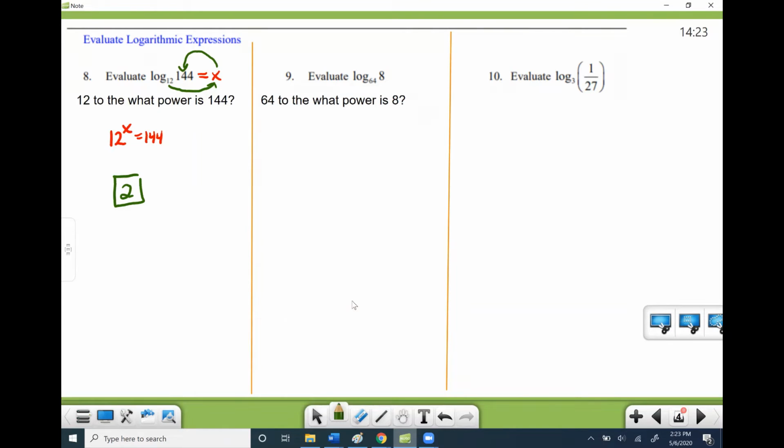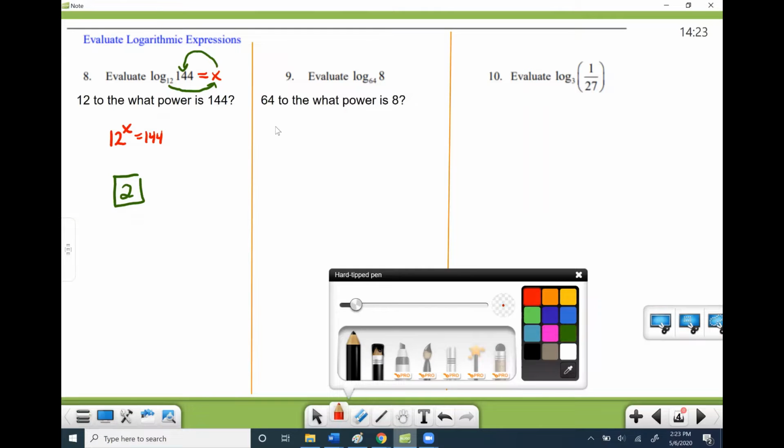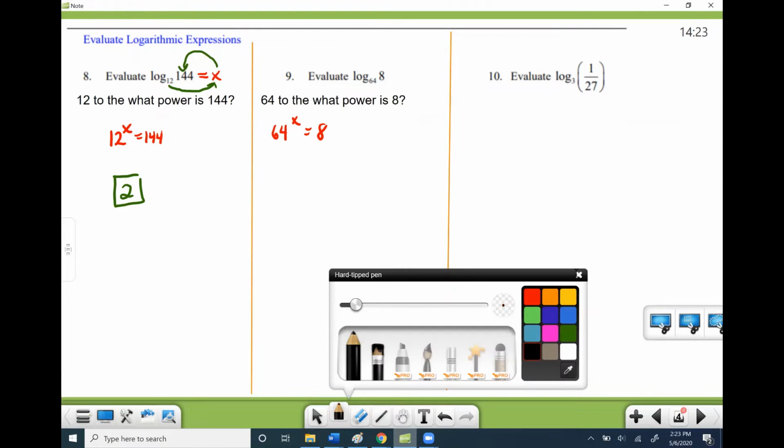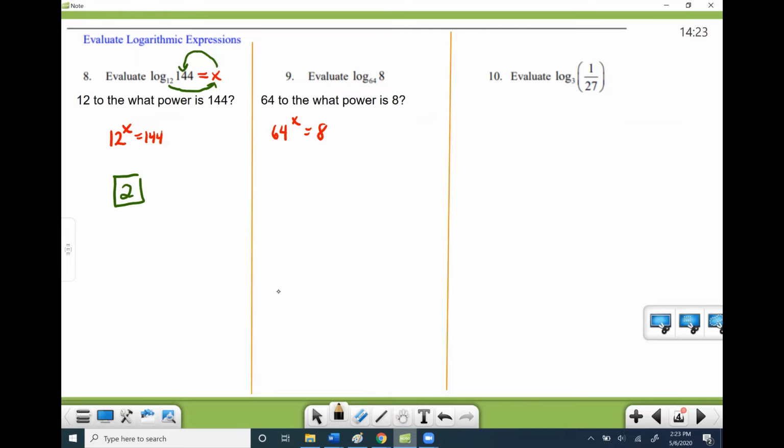Okay, so 64 to the what is 8? Yeah, it's got to be something that makes it smaller, huh? Joe's got 1/2 over there. Let's think about that. So if it is 1/2, this is us checking that. Do we remember what 64 to the 1/2 power means, you guys? What does a fractional exponent mean?